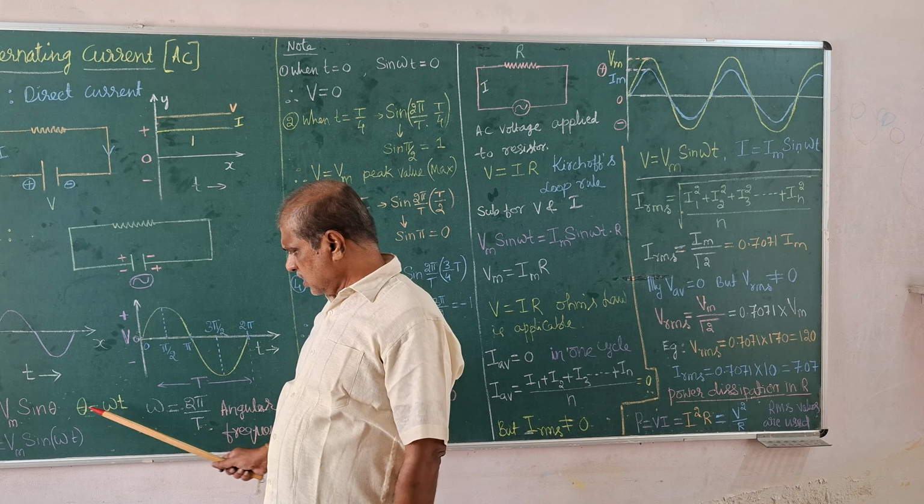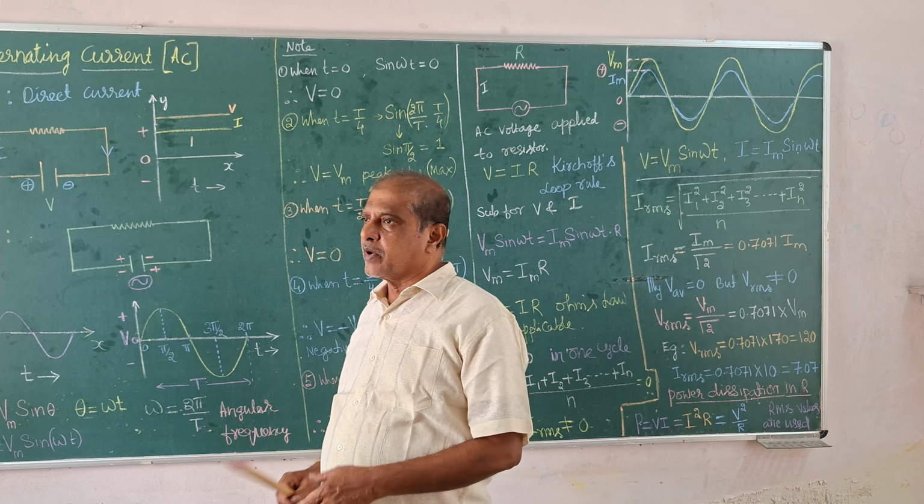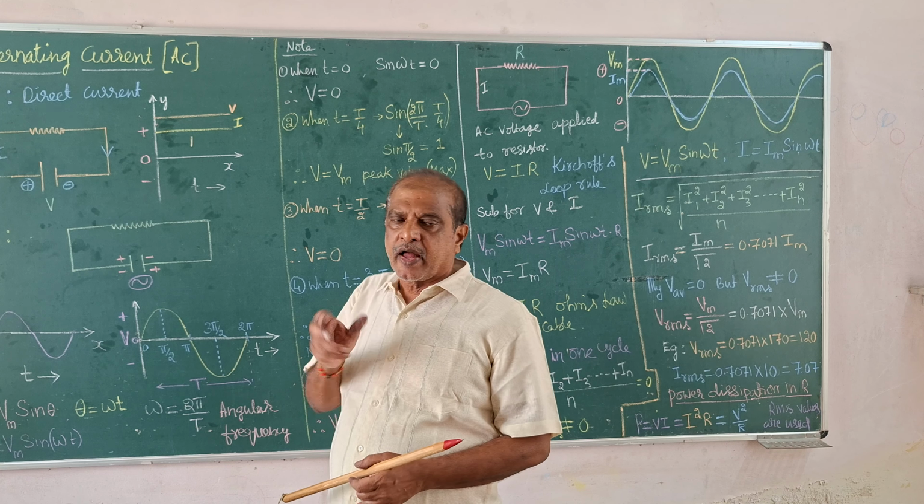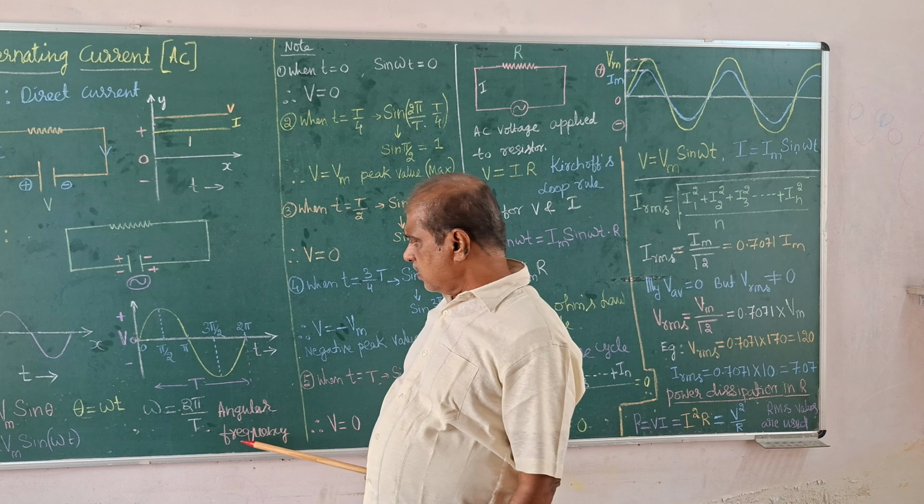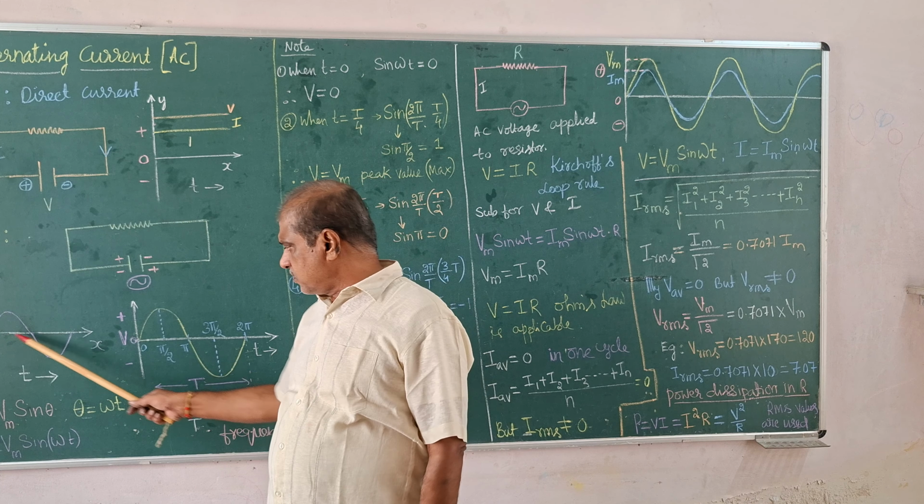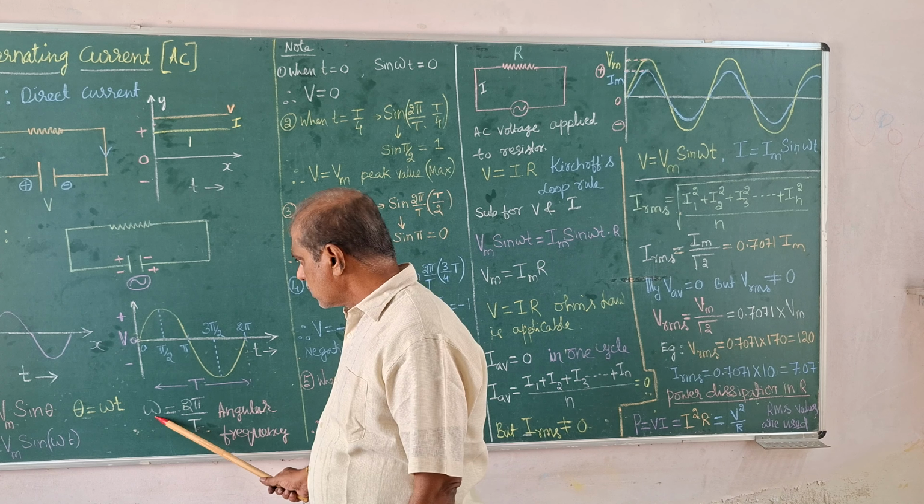What is omega? Omega is an angular frequency. What is meant by angular frequency? This electric current is generated by rotation of a magnet with respect to a coil. How many times the magnet is rotated in 1 second is called angular frequency. In this graph, you can write this omega.